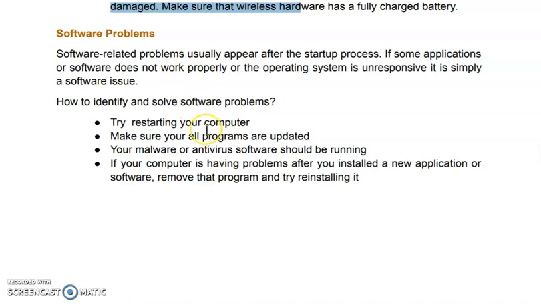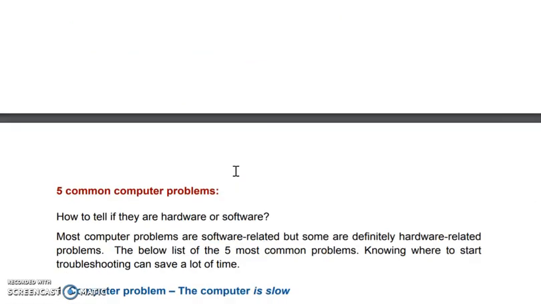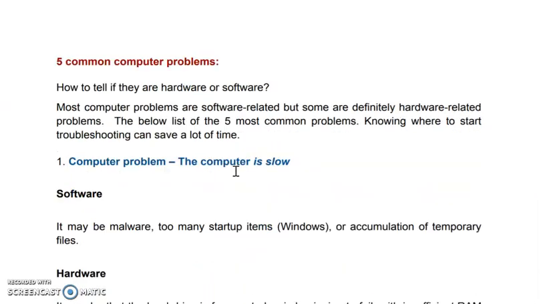Software problems: your system may hang because so many applications are running and you have a memory of only 1 GB or 2 GB, and it cannot load that much data. You also have to check whether there is some malware or viruses in your computer, which will corrupt your data. So you should have antivirus software installed on your machine. These are some software problems and solutions.